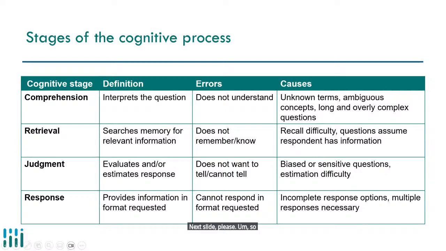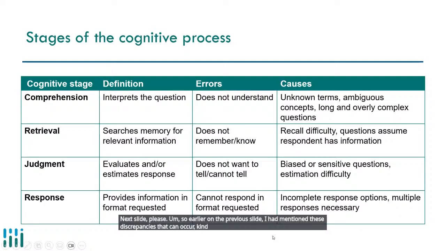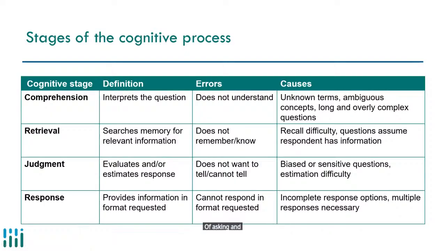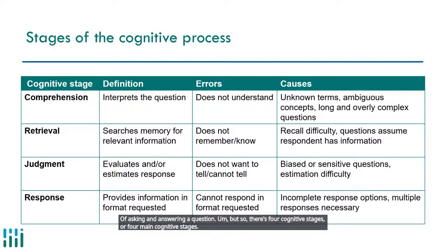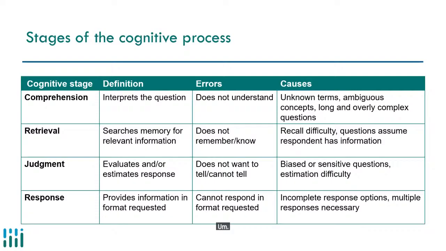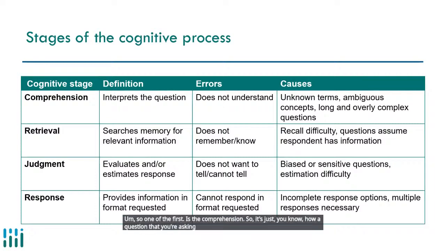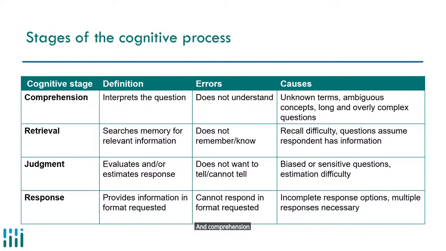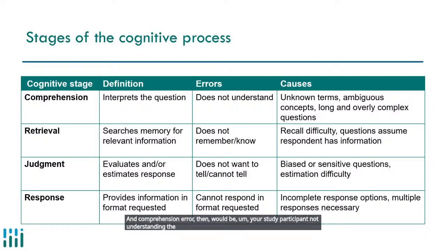So earlier, on the previous slide, I mentioned these discrepancies that can occur at any point of asking and answering a question. There are 4 main cognitive stages, and these discrepancies can occur at any of these 4 points. One of the first is comprehension. It's just how a question that you're asking is interpreted. And a comprehension error would be your study participant not understanding the question as you intended.